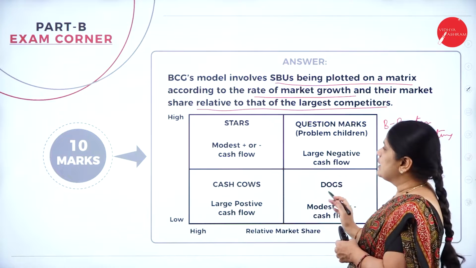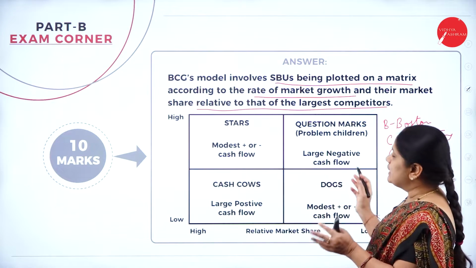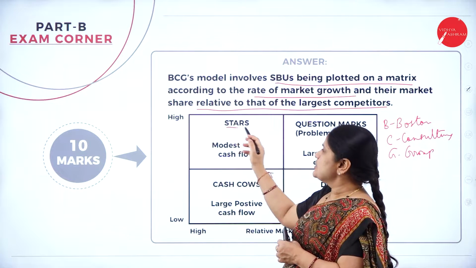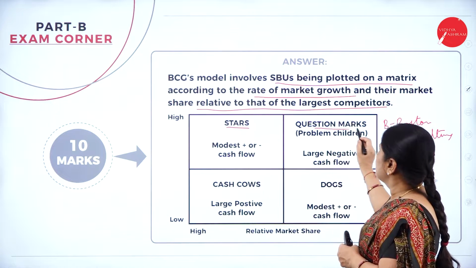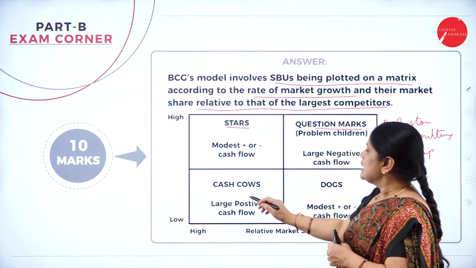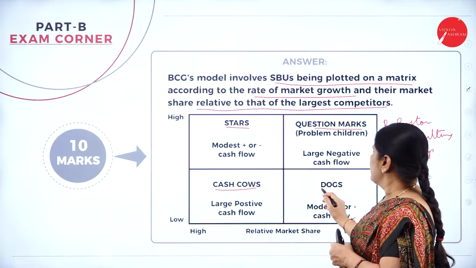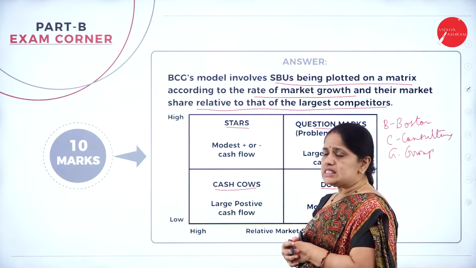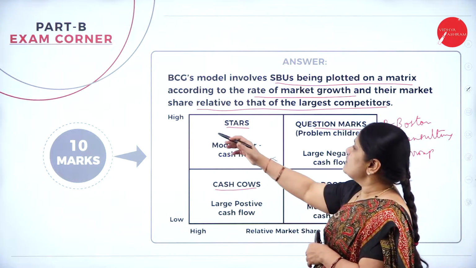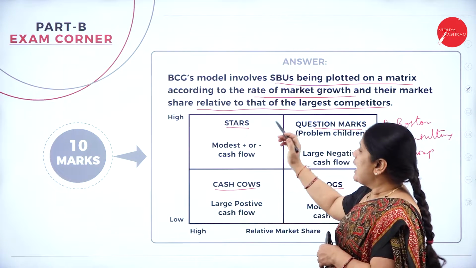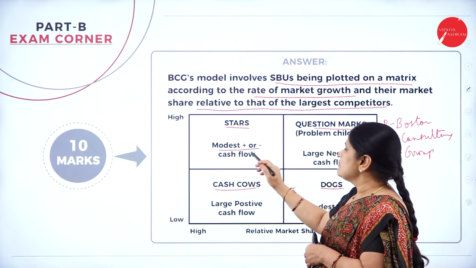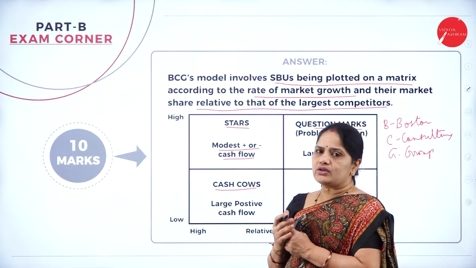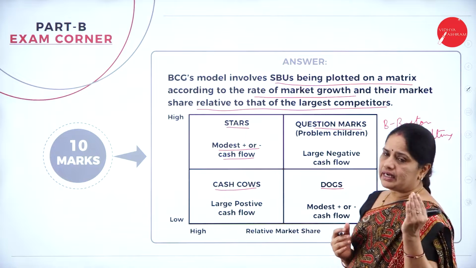In this figure, or the matrix here, we have 4 quadrants. The first quadrant relates to the stars, the second quadrant relates to the question marks, the third one is the cash cows, and the fourth one is the dogs. Now, what are these stars? In the stars, they have a relatively high market growth and the cash flow is modest or negative. So cash flow is somewhat not very good, but they have a very high market growth.